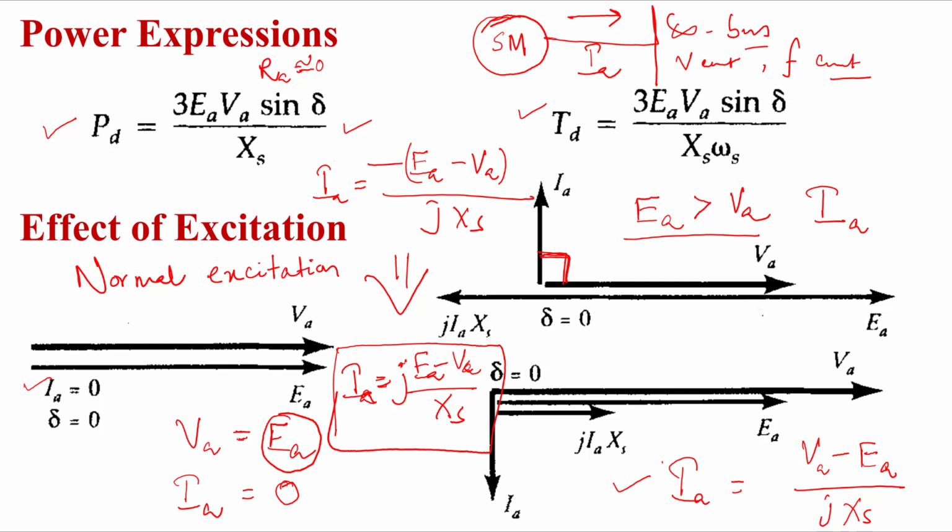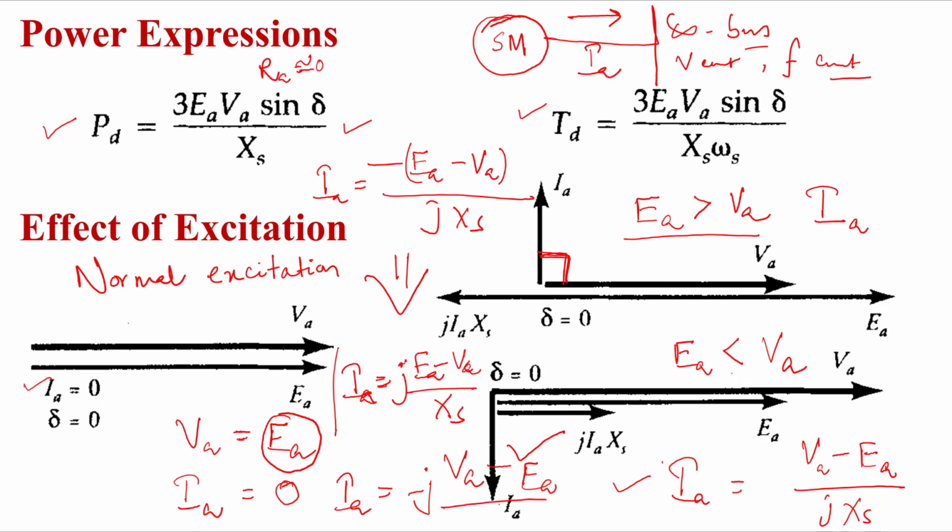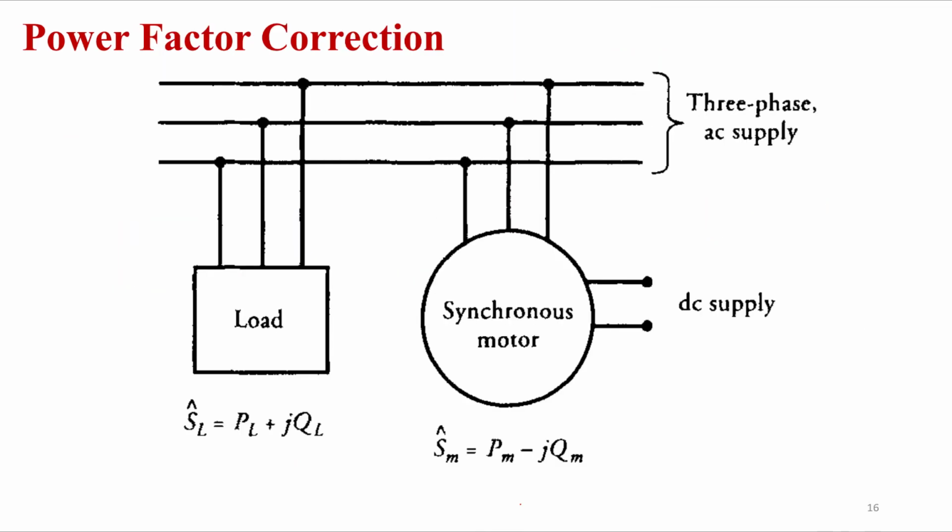Similarly, you can find the expression of current when EA is less than VA, which is shown in the next figure. In this figure, EA is less than VA. For this case, your current IA will be lagging VA by 90 degrees. So your expression here will become minus j VA minus EA divided by XS. Okay? Clear? I hope everybody understood this.